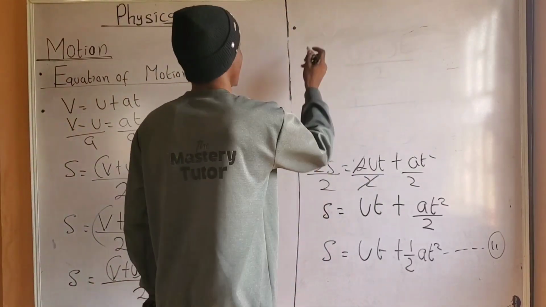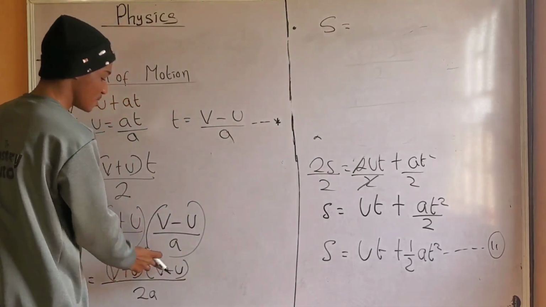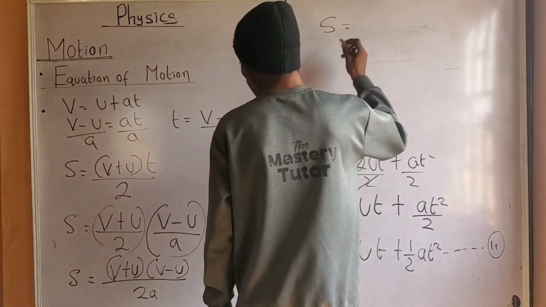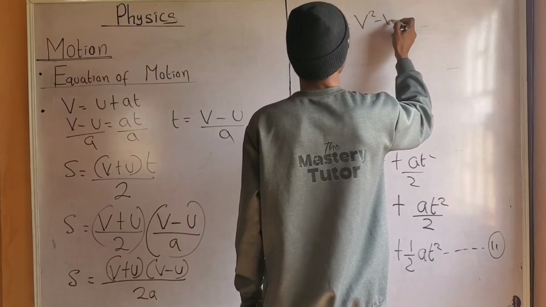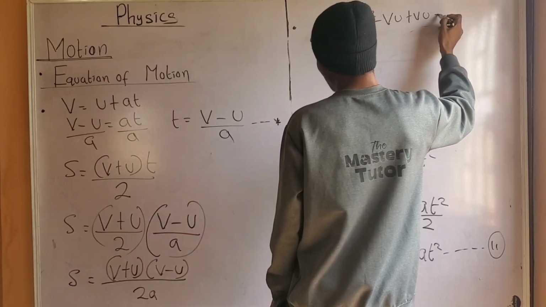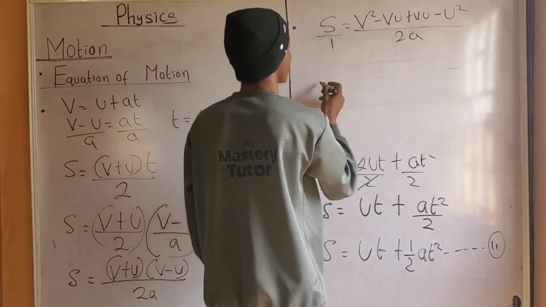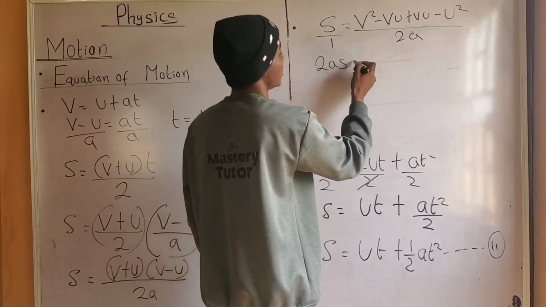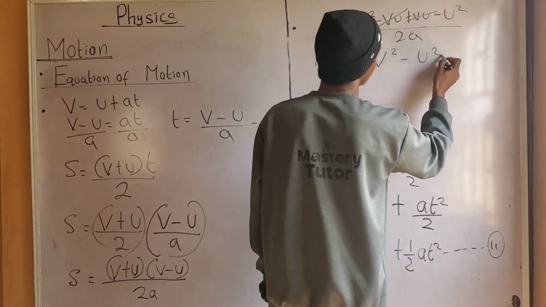Now s will be equal to, now v times v is v squared. In fact, this is just like the difference of two squares. So I'm going to have v squared minus vu plus vu minus u squared, all over 2a. I'm going to cross multiply. So I'm going to have 2as, because s times 2a will give me 2as, equals this will eliminate this, v squared minus u squared.